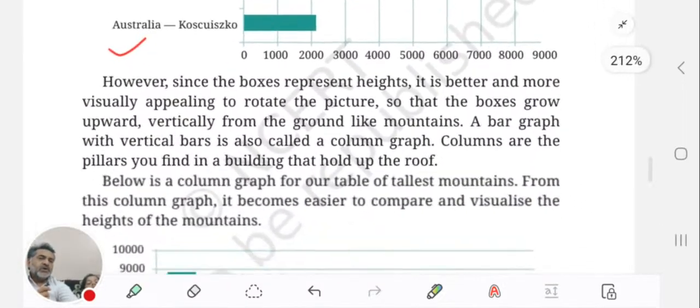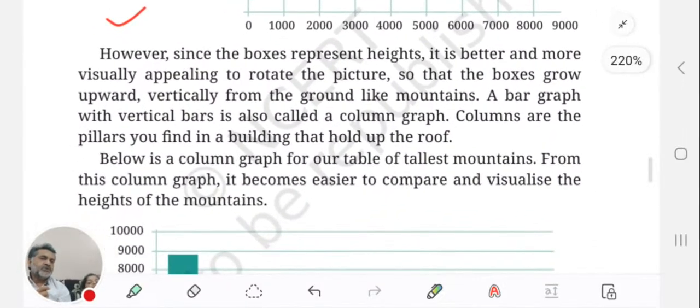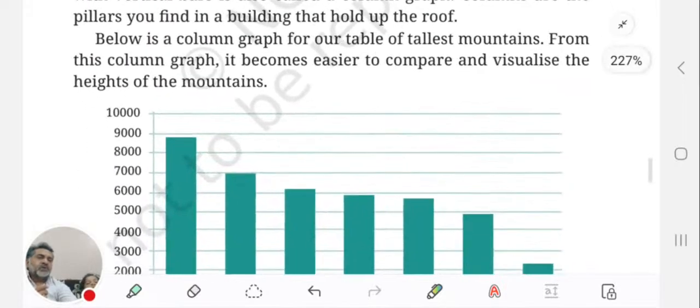તો however, since the boxes represent the heights, it is better and more visually appealing to rotate the picture so that the boxes grow upward એટલે vertically ગોઠવવાના from the ground like mountains. A bar graph, vertical bar, is also called a column graph. Column are the pillars. તેનો તો કે પિલ્લર કહેવાય ને બેટા. તો પિલ્લર you find in a building that hold up the roof.